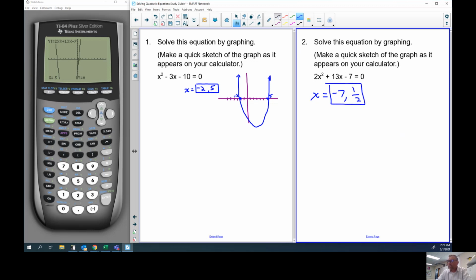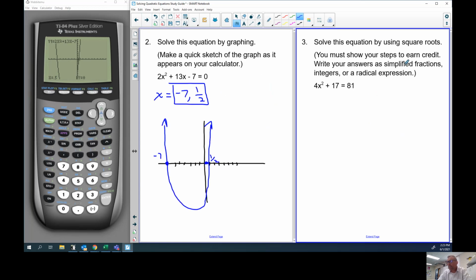Again, we're supposed to make a sketch of this. 1, 2, 3, 4, 5, 6, 7. Put one dot here at -7, put the other one right in between the 0 and the 1, call it 1/2 or 0.5. We could go so far as to try and figure out what the vertex is, but I think those are the important things when we're solving. So just something like that would get the job done. All right, there we go.